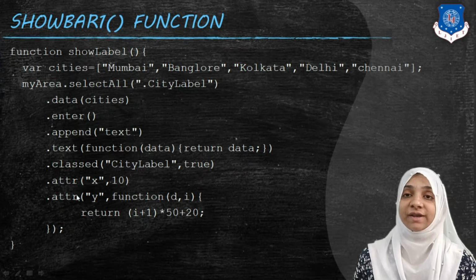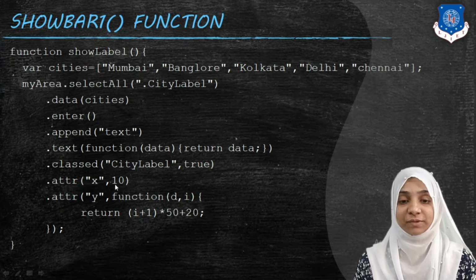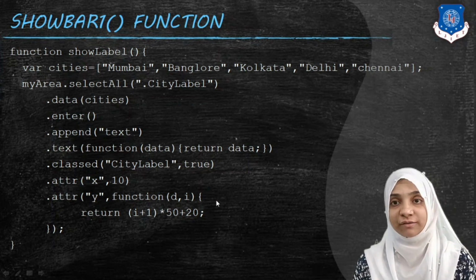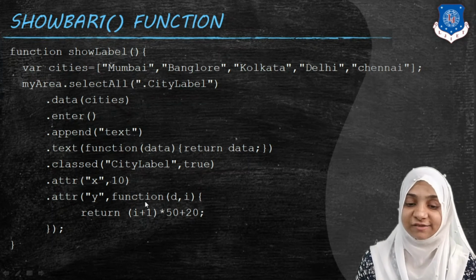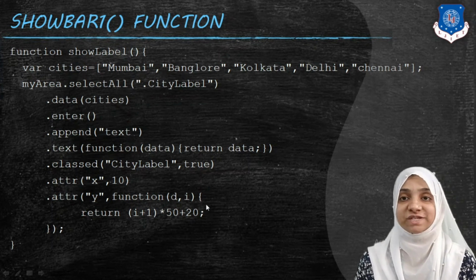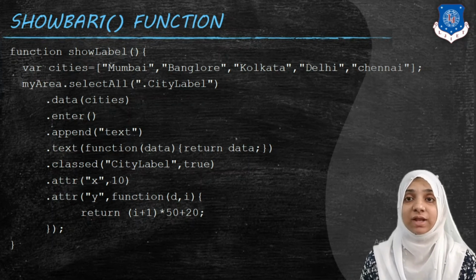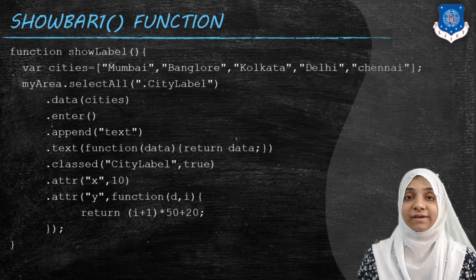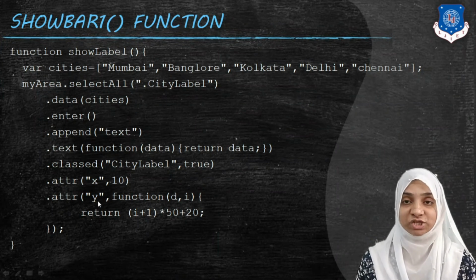So it is going to add a new attribute, class equal to city label, to your text. Now the x and y coordinates: the x attribute is 10 pixels from the left, and the y attribute is a function of data and index. So basically we make use of indices: (index + 1) * 50 + 20 gives the y coordinate of each and every label. Now let us see how this code works when we write it into an HTML file.